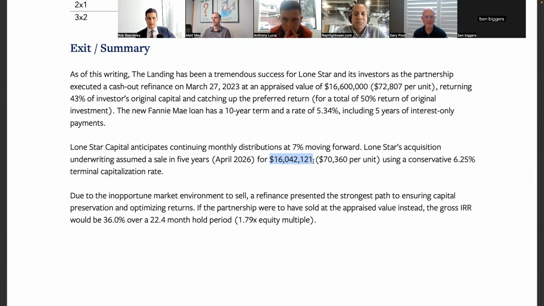So we've kind of taken the conservative route and protected investor capital first and foremost, and we felt that doing a cash out refi and returning investor capital today through a refi rather than a sale would be the best way to protect investors as well as optimize returns long term. But with that in mind, we still are optimistic that we'll be able to meet our business plan goals of selling the property and achieving our projected returns at some point down the road.